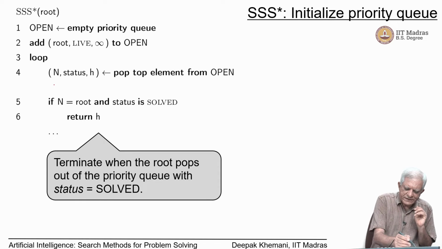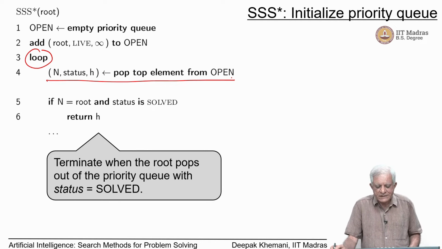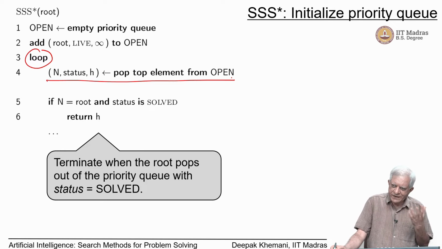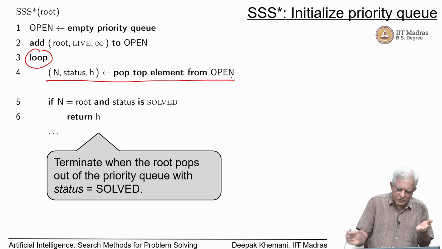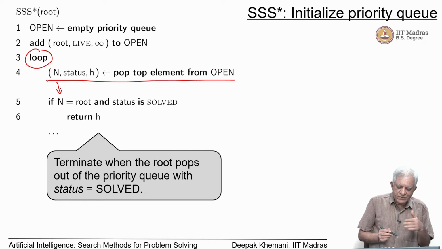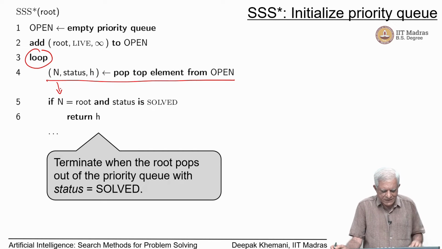In every cycle of this loop, we are going to pop the node from the open, which is a priority queue, which means the node with the highest h value will come out essentially. If the node which comes out is the root, so remember this n is the one that is being popped, if n is the root and it is solved, then we will terminate the algorithm and return the value of h. So, that is the termination criteria.